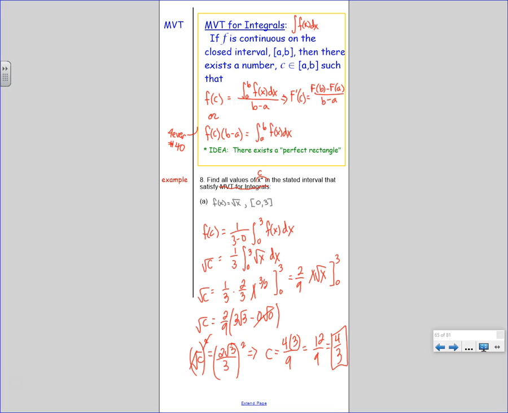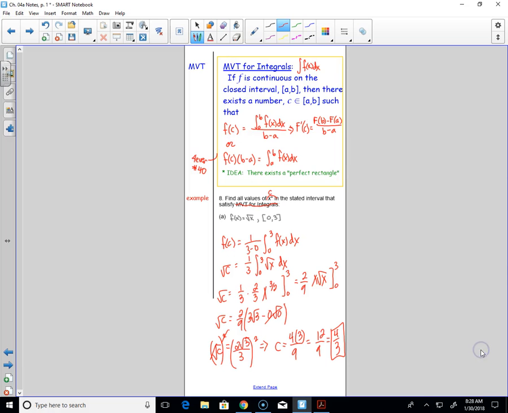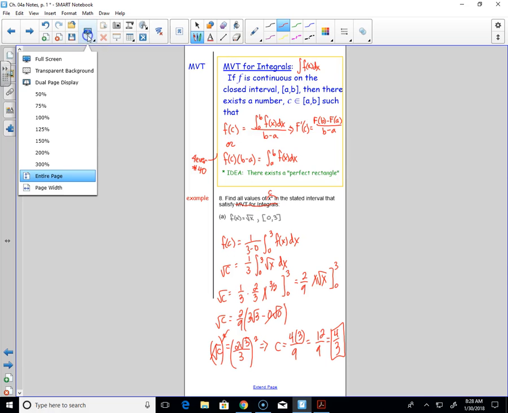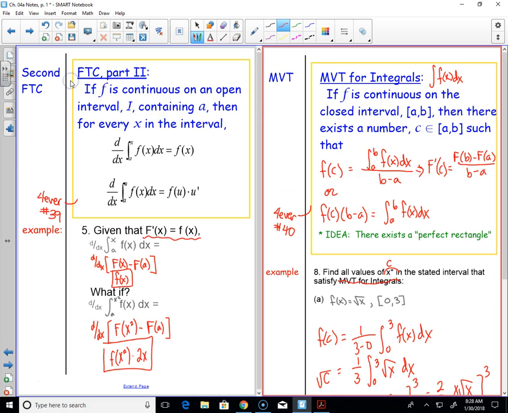Whew! Is 4/3 between 0 and 3? Yeah. Good. Alright. So that's my C. If it wasn't, I'd say none. Now let me try to show you visually though. Let's see if I can insert a page real quick. Don't worry, I'm keeping this up. I'm trying to make it so you can see both at the same time. Let's do dual page and let's insert a page.